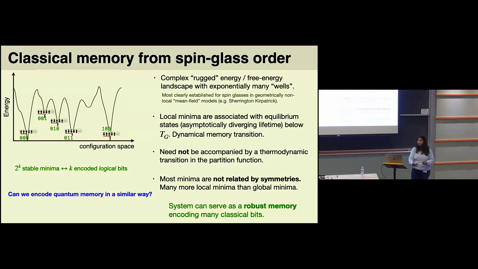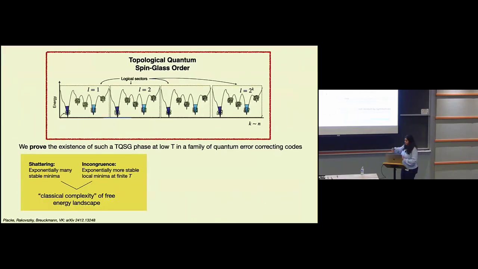Likewise, to make this glass into a quantum memory, we need a new type of glass, which is what we call a topological quantum spin glass. I'll define this for you and point out that we prove the existence of these glasses in various expander codes. So what characterizes this phase? First, we have shattering and incongruence, what I just described, which is a feature of the classical complexity of the free energy landscape.